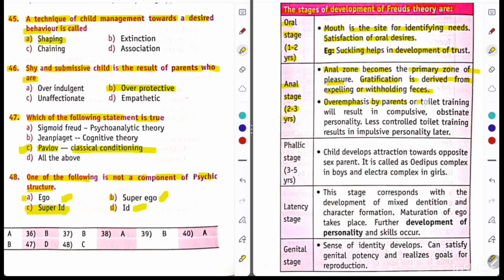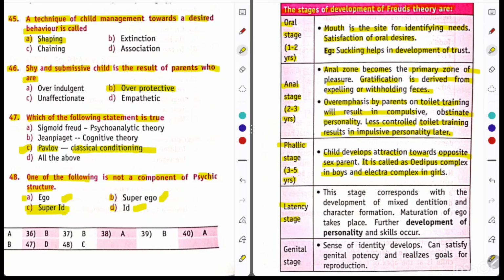Overemphasis by parents on toilet training will result in compulsive, obstinate personality. Less controlled toilet training result in impulsive personality later. Third is phallic stage. It is between 3 to 5 years. Child develops attraction towards opposite sex parent. It is called as Oedipus complex in boys and Electra complex in girls.